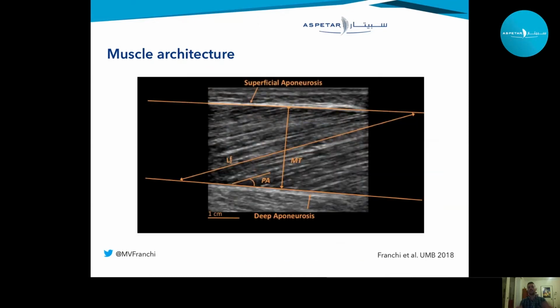So if you take a good image of muscle architecture, for example, this is the vastus lateralis muscle, this is what it should look like. You have two aponeuroses, which are quite parallel to each other. You have the muscle thickness, which is the measure of the perpendicular distance between the two aponeuroses. You have the fascicle length here, and you have the pennation angle that you can calculate in different fascicles along the deep aponeurosis.